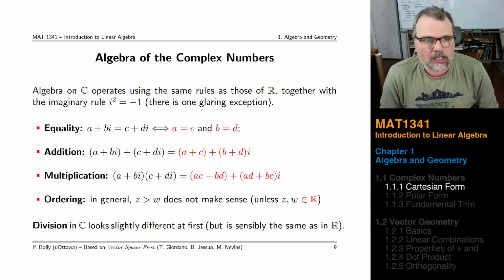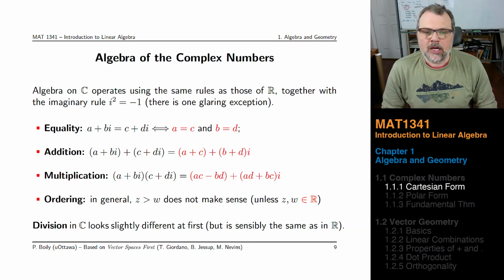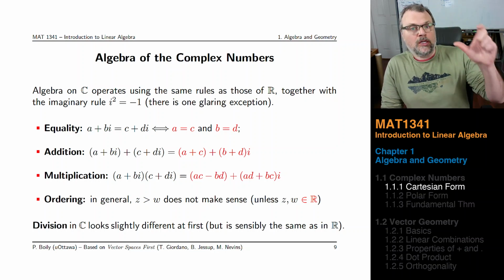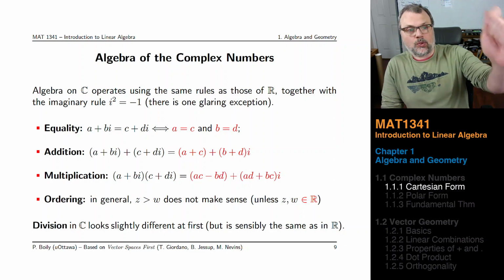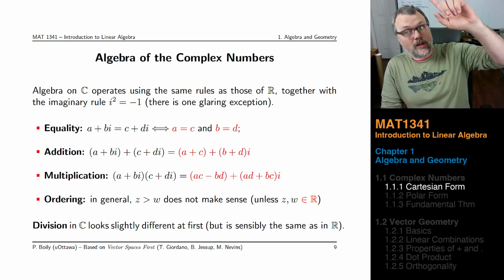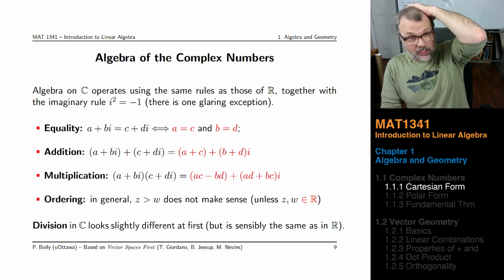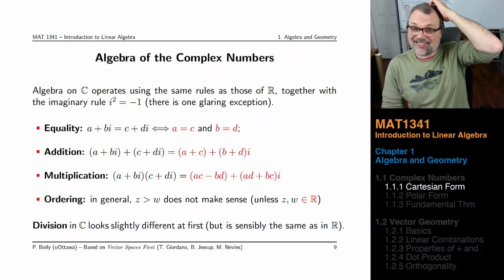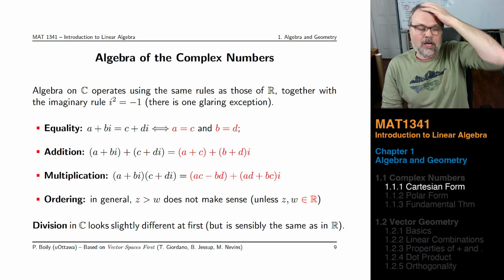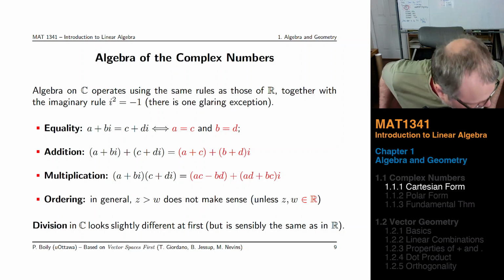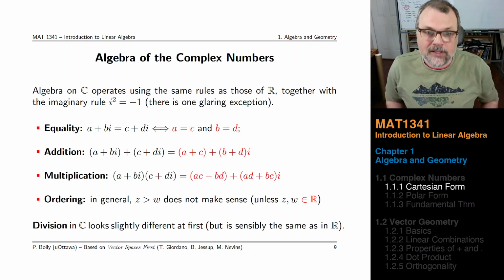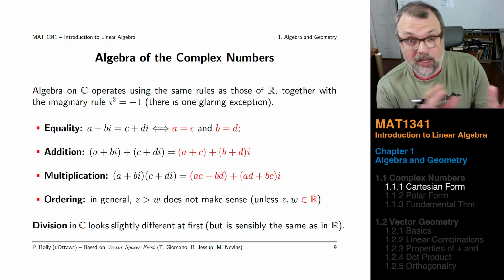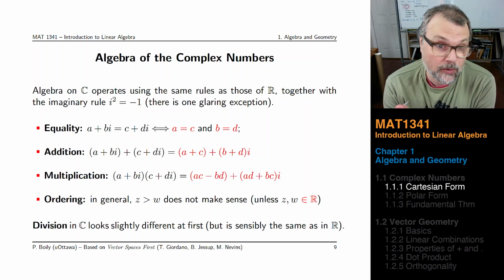How do we conduct algebra on the complex numbers? For a lot of things, the algebra on the complex numbers works exactly the same way as it does on the real numbers. Just add one additional rule, i squared equals minus 1. There is one glaring exception, though, in which algebra does not work the same way in C as it does in R. How can you tell if two complex numbers are equal? It's easy. Their real parts have to be equal, and their imaginary parts have to be equal.